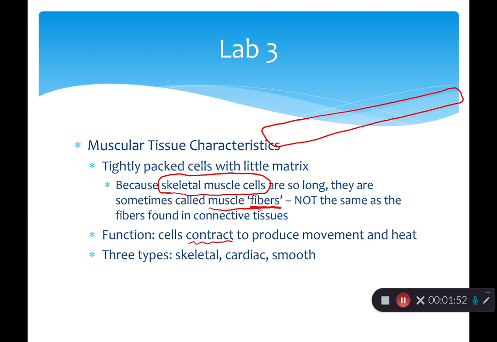We have 3 types of muscle. Skeletal is the one you most often think of. But the heart is a muscle, and then we have smooth muscle in some of our hollow organs, like our stomach.